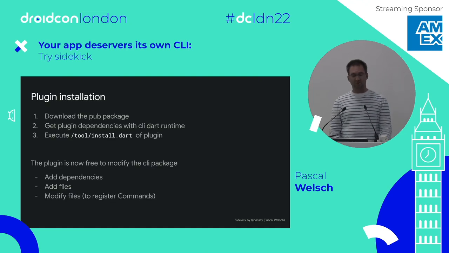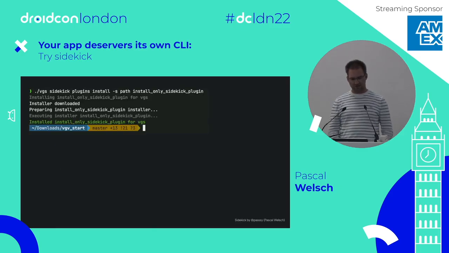What we then do is we download your pub package, which is published on pub. You can also give us a local path for testing, of course. We download the dependencies using our embedded Dart SDK, and then we execute the install.dart file in your tool directory of your plugin. From there, you can do basically anything. We pass you the paths for the sidekick CLI where you want to install your stuff, and then you're basically on your own. Of course, we support you with some helper functions, and let's look how it actually works.